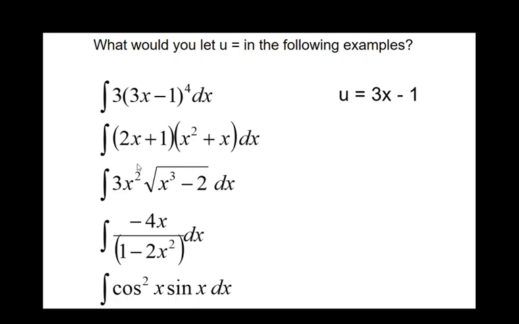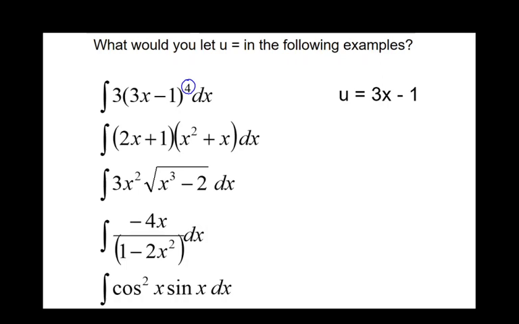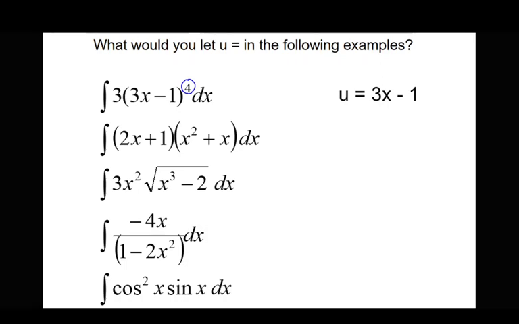And you can see that the derivative of 3x minus 1 is 3, so I do have the derivative sitting there. Now the second one, I don't have a power like I do in the first one. In the first one I had this 4 right here, but I don't have that in the second one. But what's telling me which one's going to be my u? Well, 2x plus 1 is the derivative. So this is my u, and this is my du.